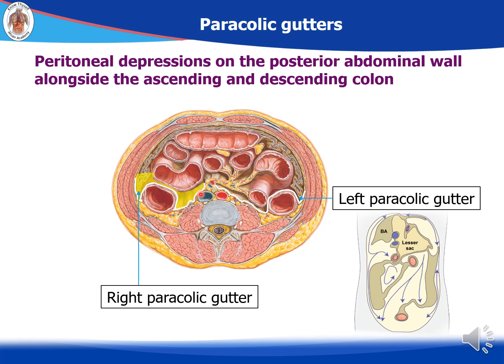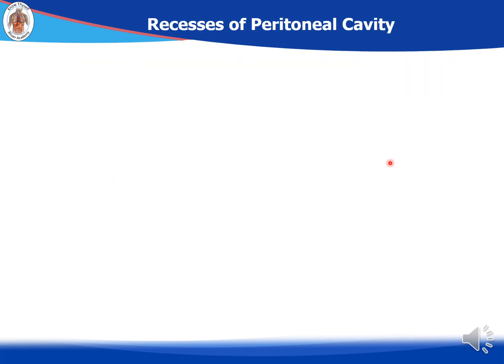This right infracolic area is continuous over this to the gutter, and then through the gutter it communicates with the pelvic cavity. But this is not direct, whereas this area is directly connected with the pelvic cavity. The gutter is also directly connected to the pelvic cavity on either side.